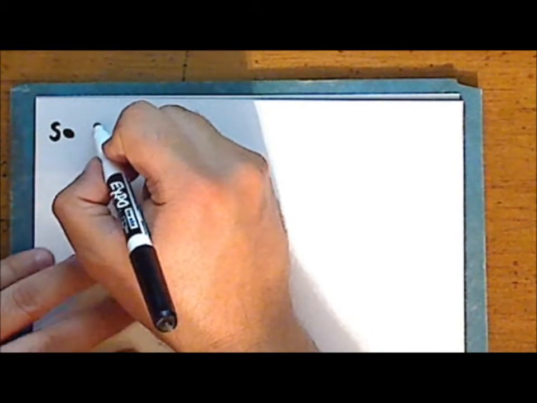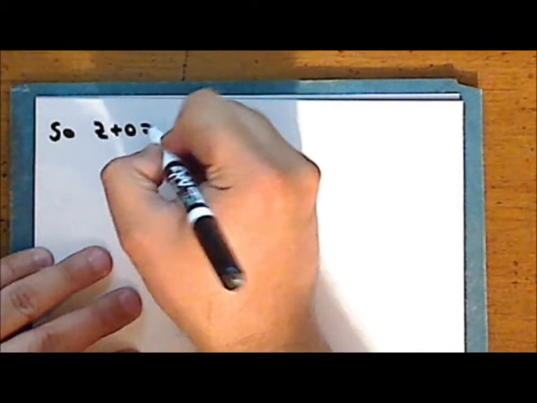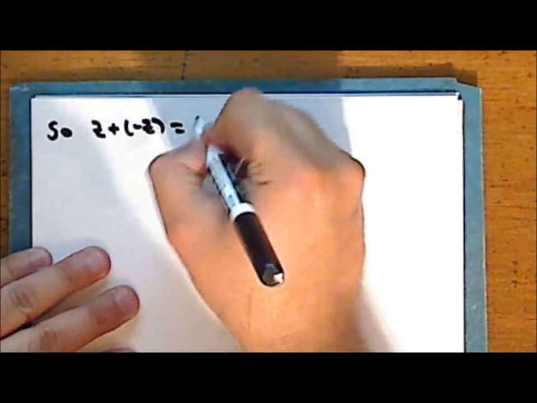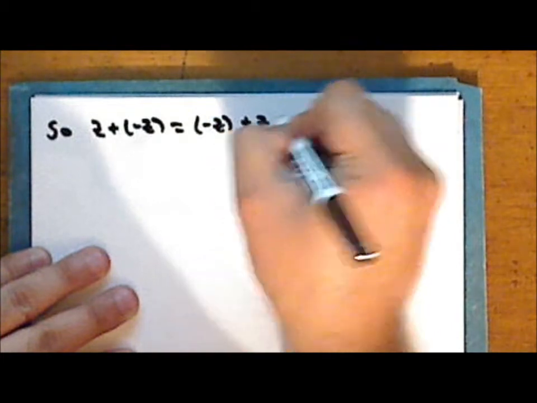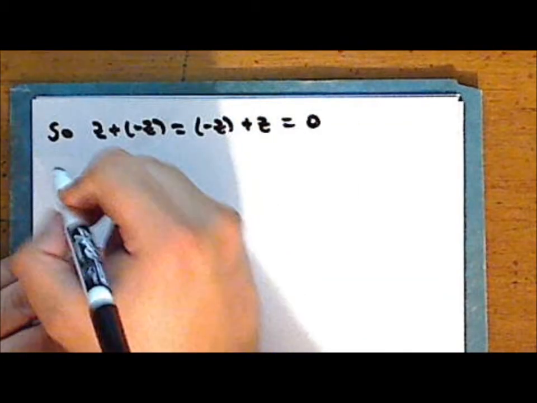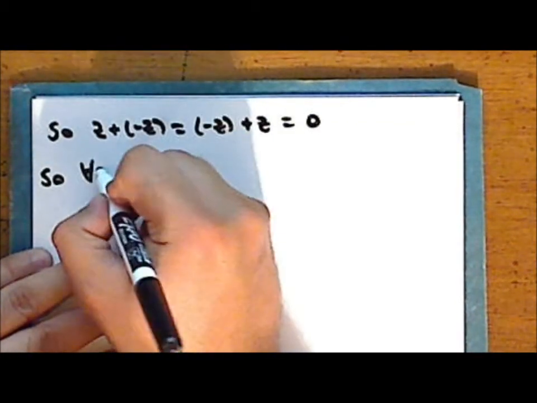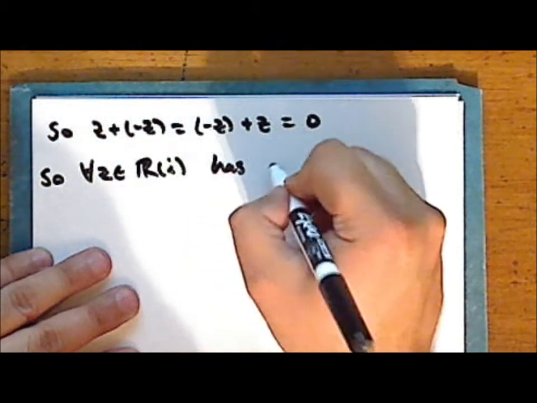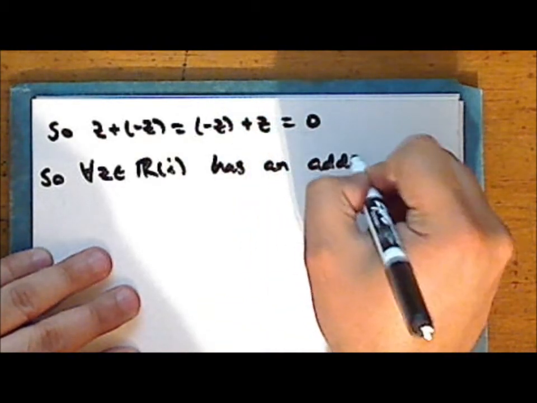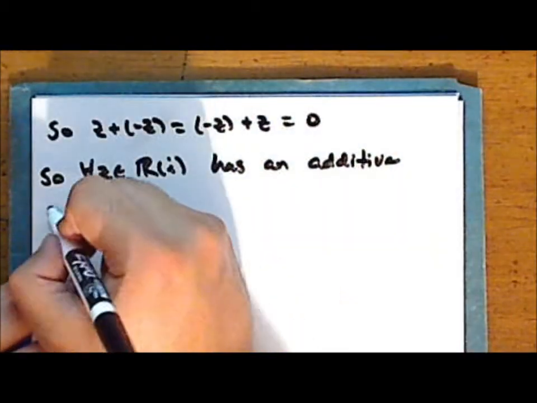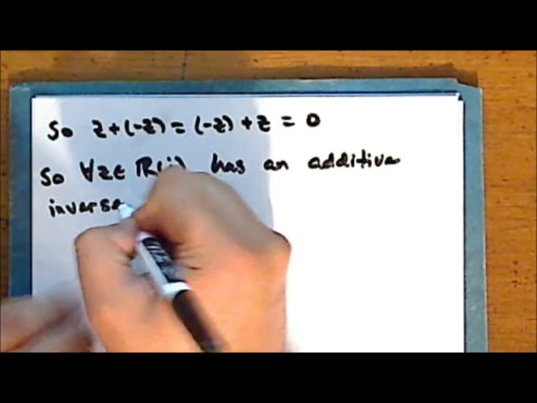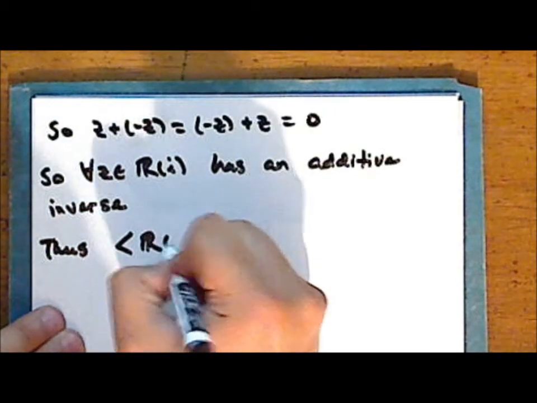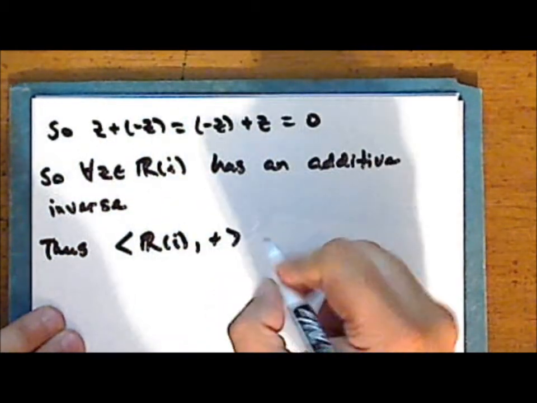And so we have that z plus 0, correction, z plus the negative of z is the same as the negative of z plus z, which is the identity. And so every element z in this set has an additive inverse. And thus the set under addition is an abelian group.